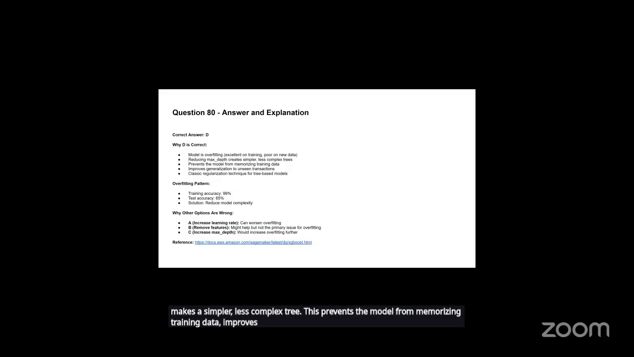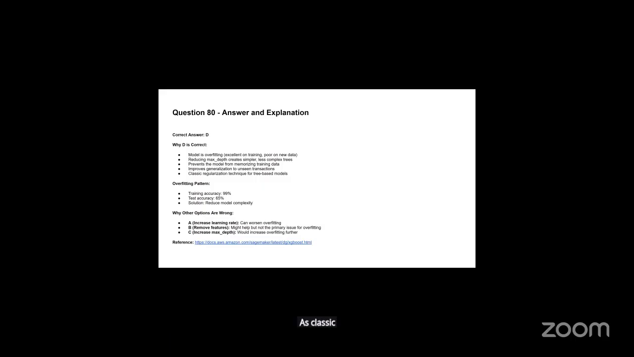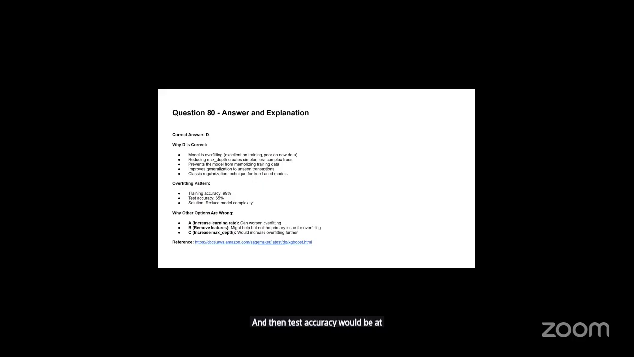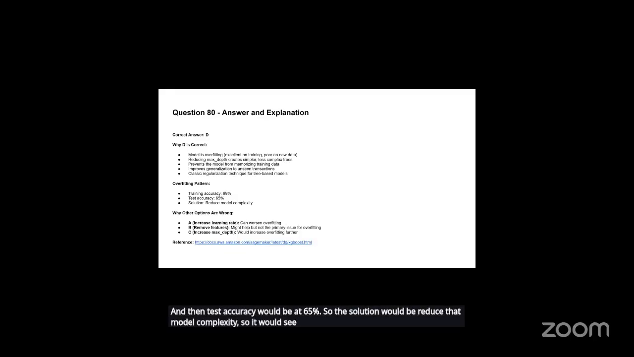Model overfitting. So reduce that. Okay. So it's excellent on training, but poor on new data. So reducing the max depth makes a simpler, less complex tree. This prevents the model from memorizing training data, improves generalization to unseen transactions, and is a classic regularization technique for tree-based models. So the overfitting pattern would show training accuracy at 99%, and then test accuracy at 65%. So the solution would be to reduce that model complexity so it would handle newer information.